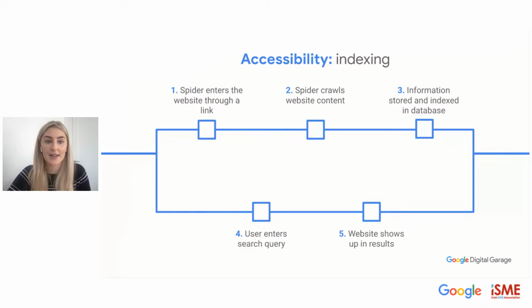Next up, let's take a look at accessibility. Firstly, we did discuss how search engines work, and let's recap on that. The spider enters the website, it crawls your content, information is stored and indexed in a database, users search online, and then websites appear in the results. So how exactly do we ensure that the spider finds what it needs when it crawls?